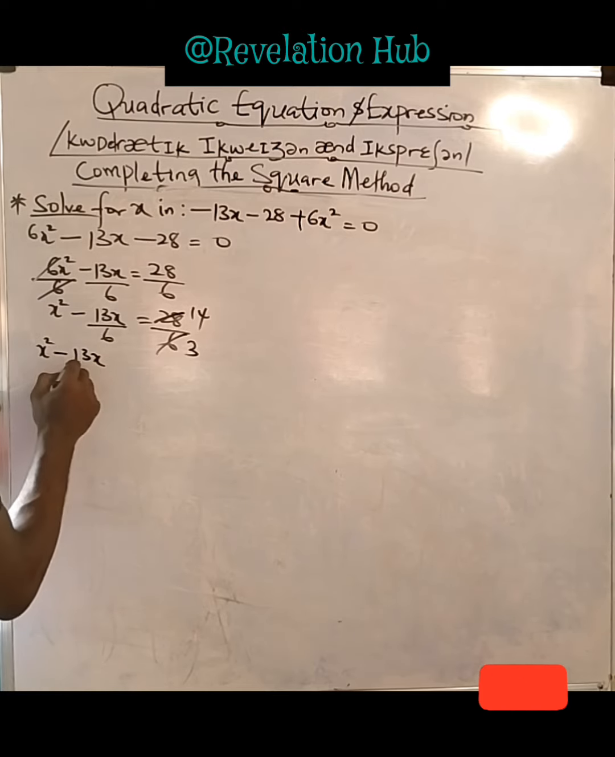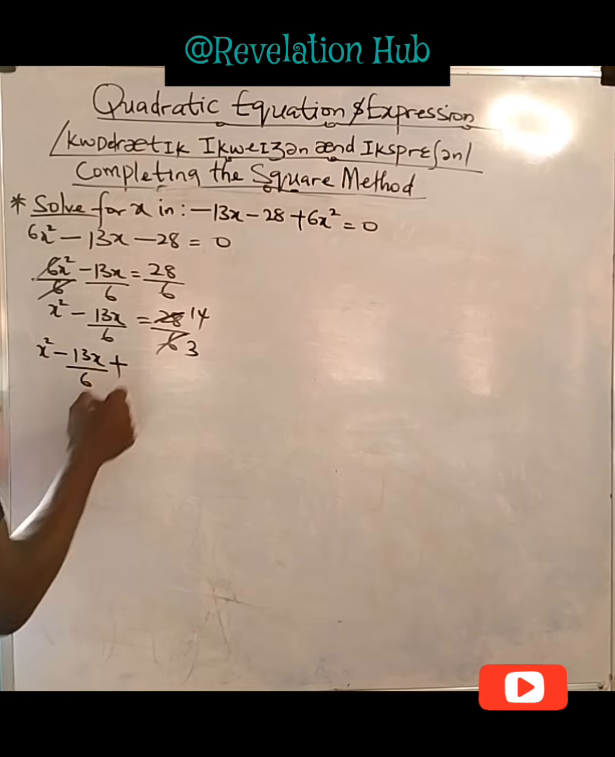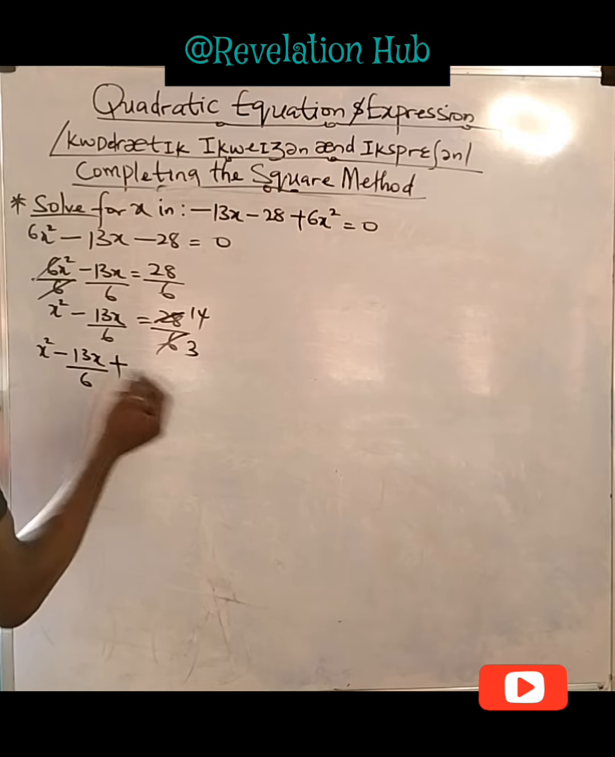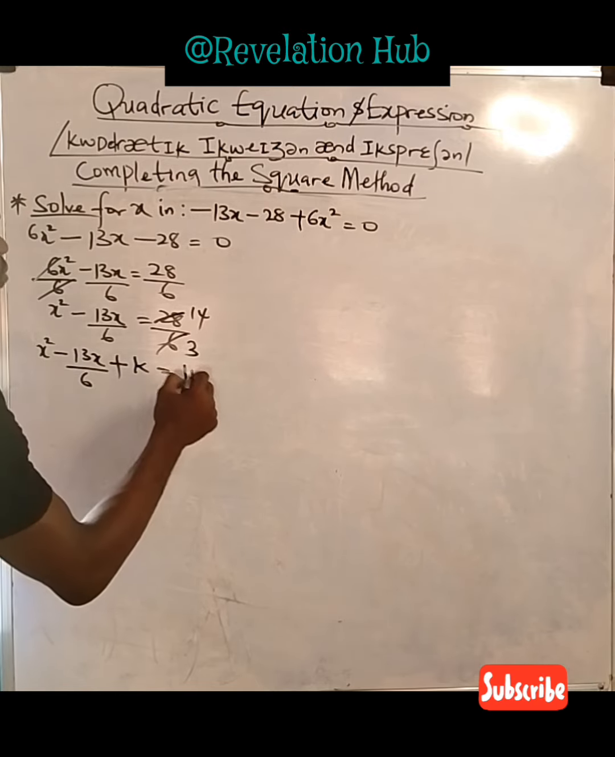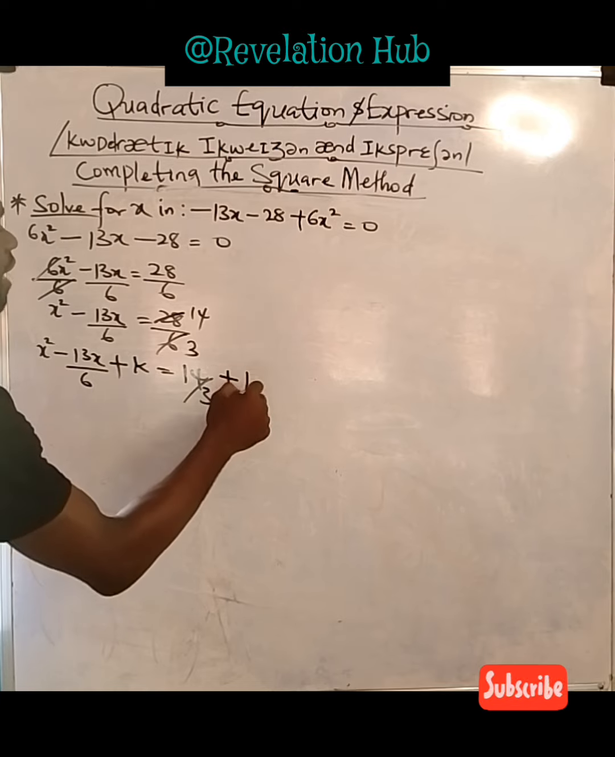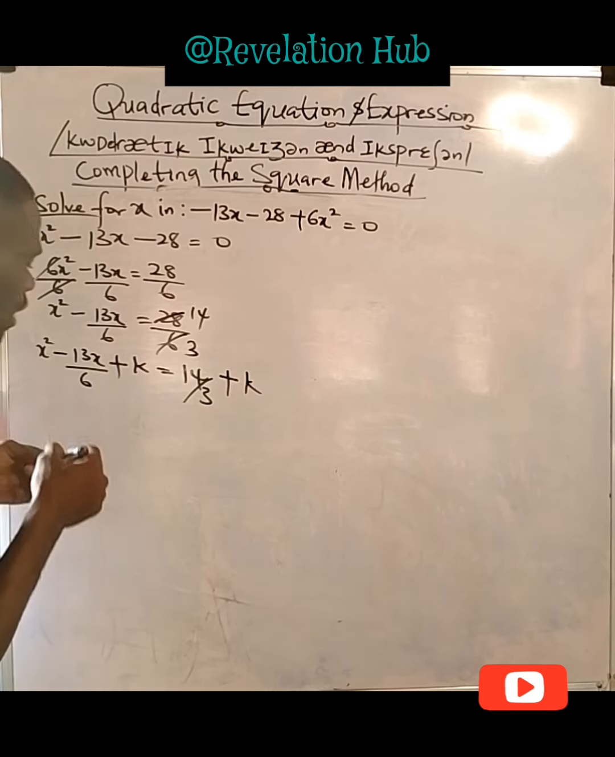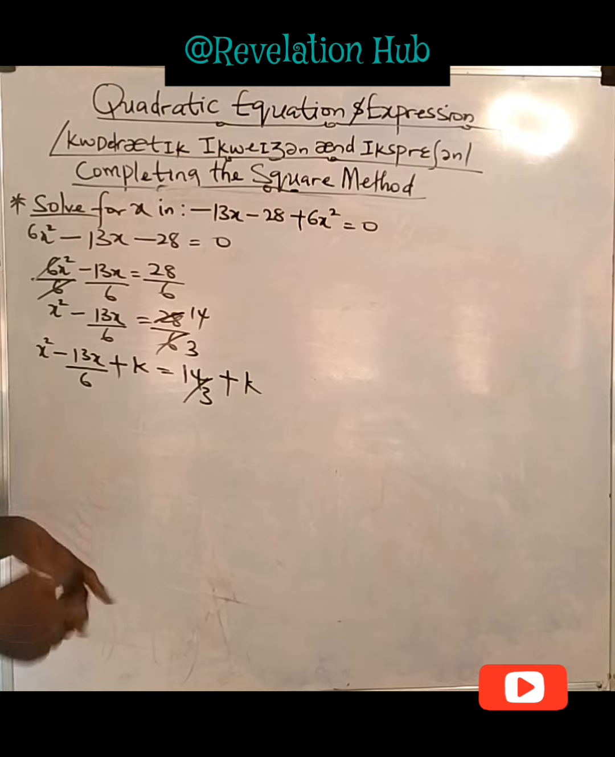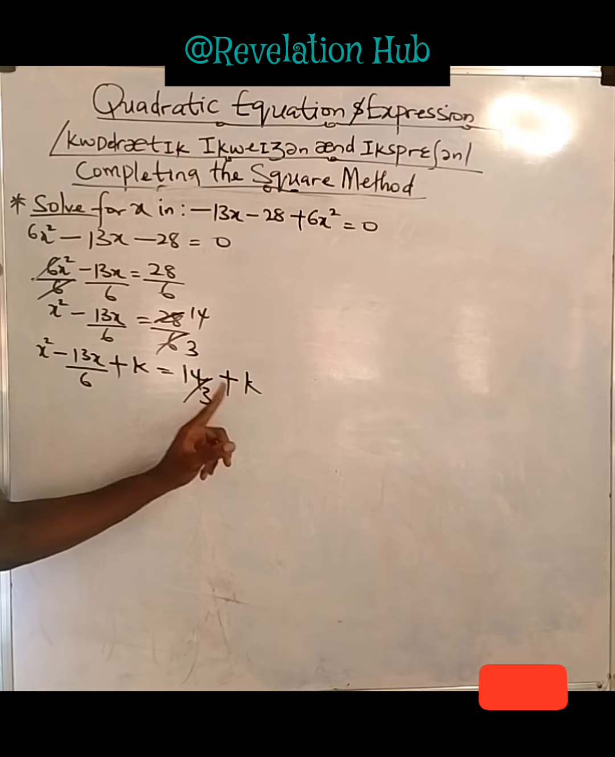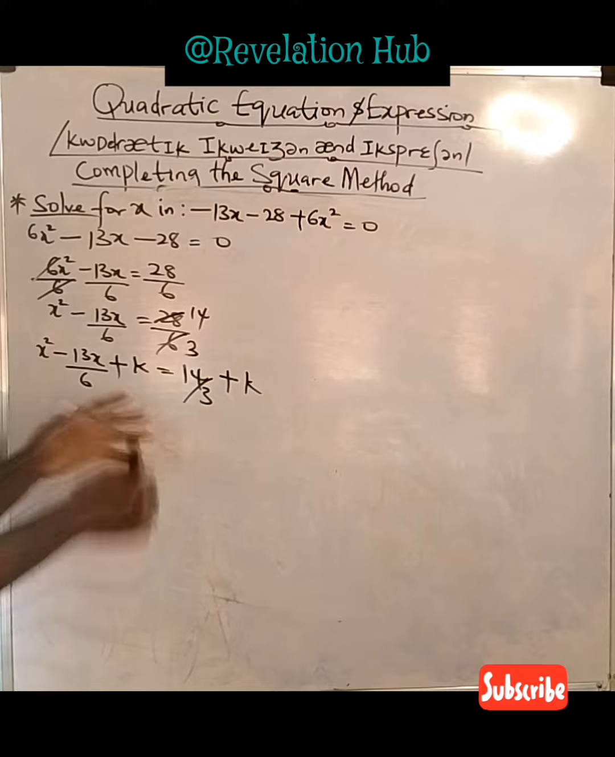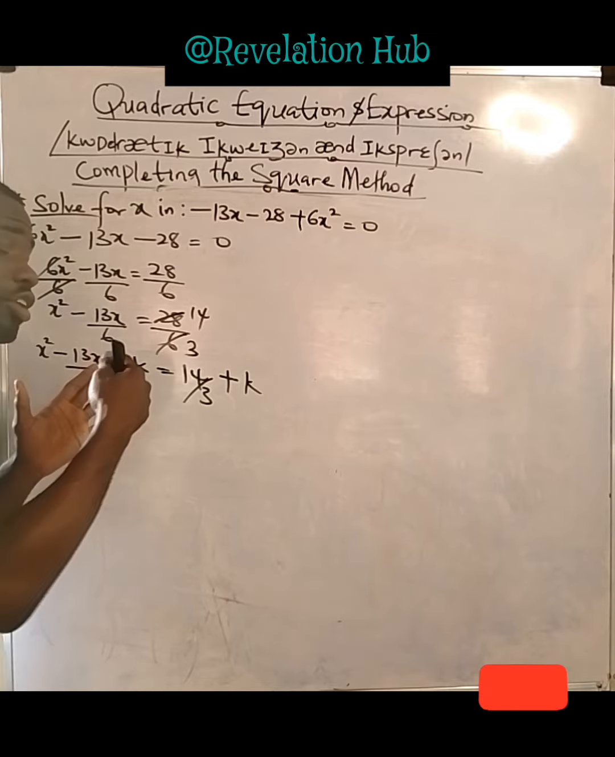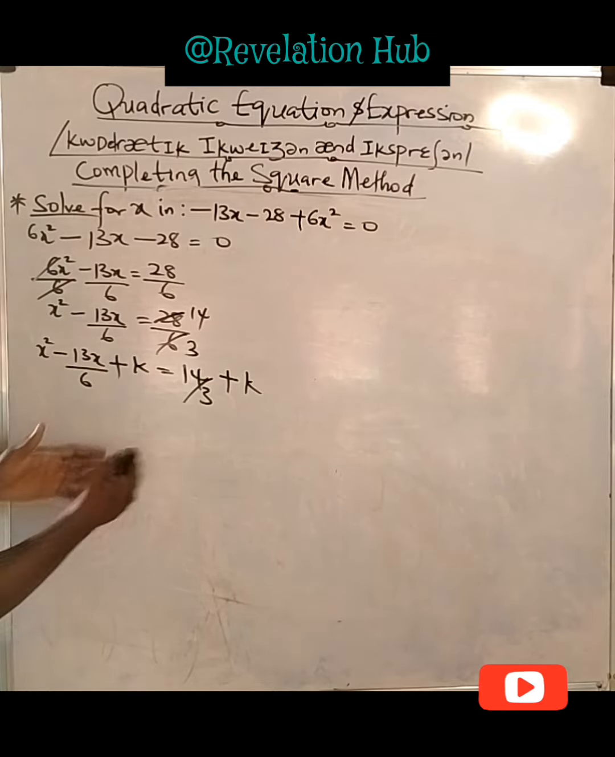x² - 13x/6, add k, add whatever unknown as a constant. I want to add my own k to it. That's plus k equals 14/3. Now, whatever I do to this side, I also do to this side in order for this to remain an equation. If you subtract k from this, you subtract k from this. If you add k to this side, you also have to add k to this side to make it remain an equation. If not, it's not going to be an equation anymore.